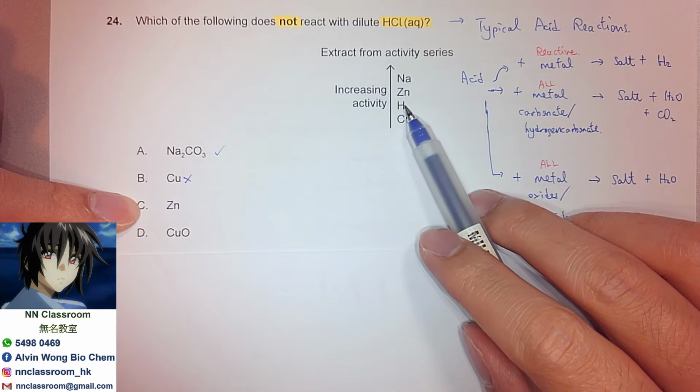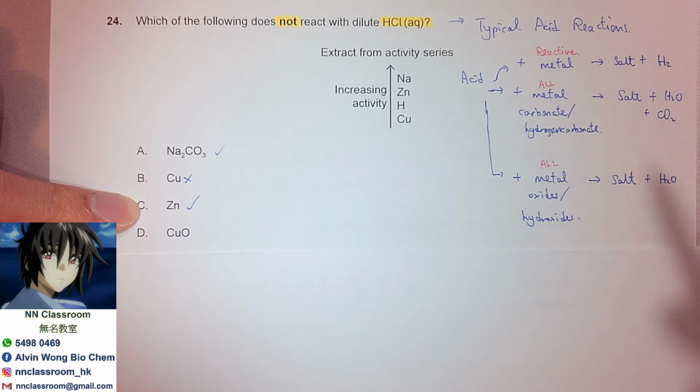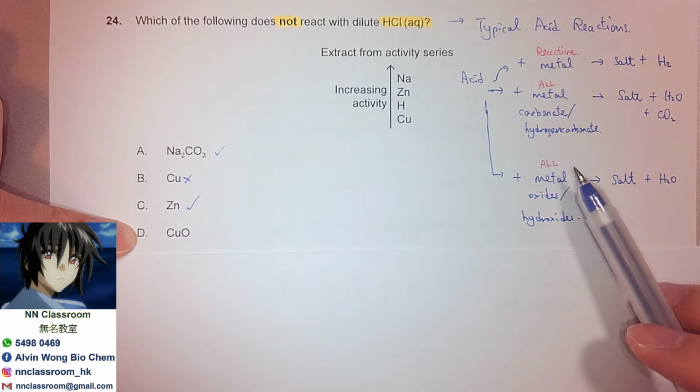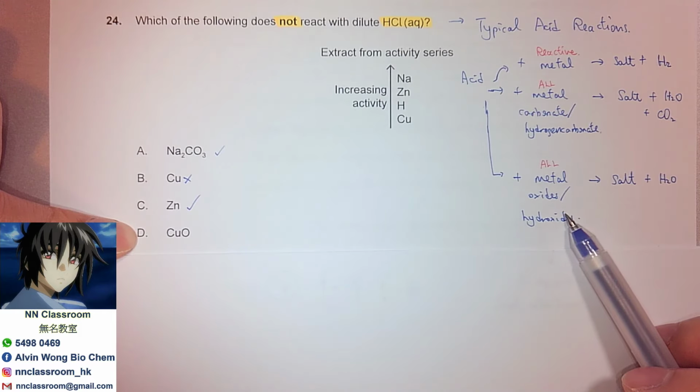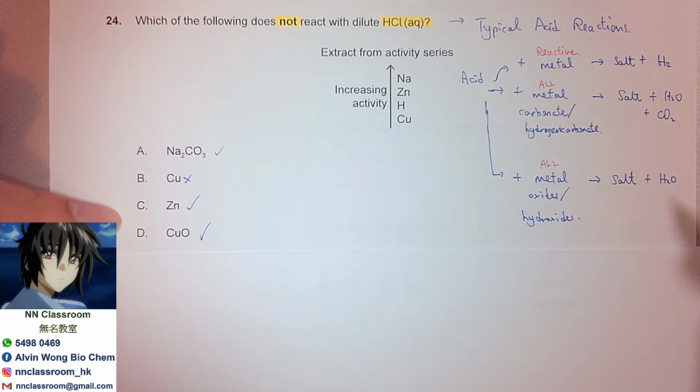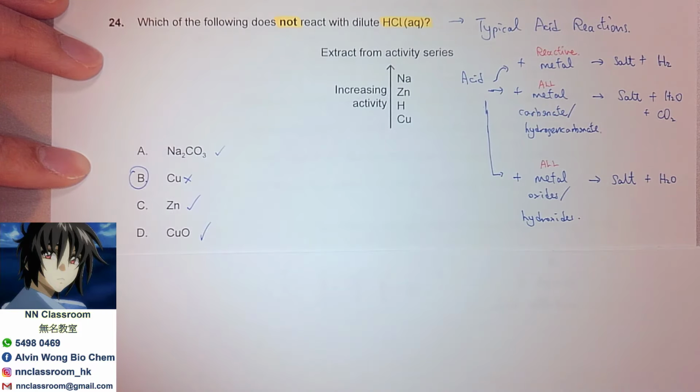Zinc, in this case, is above hydrogen, right? So you can. And finally, copper oxide, which is going to be class number 3. All metal oxides and hydroxides, including copper, you can demonstrate the neutralization when you put in hydrochloric acid. So you can. So finally, the answer is going to be simple, B.